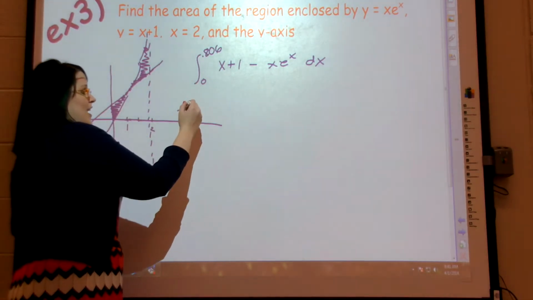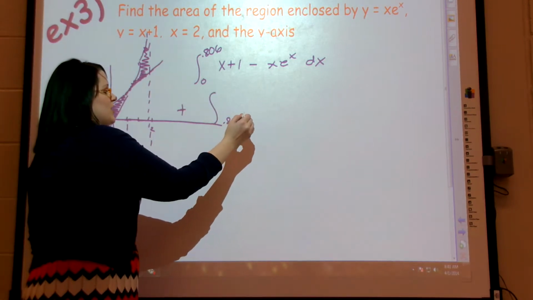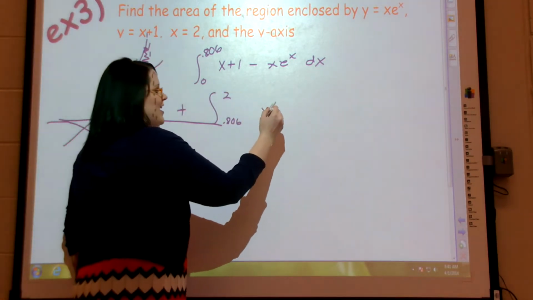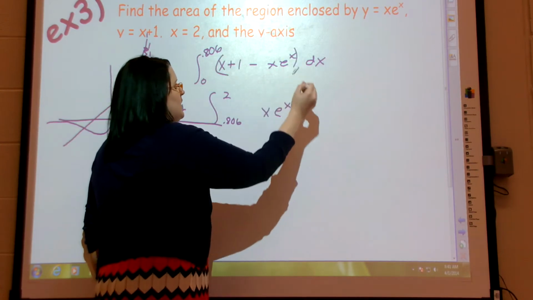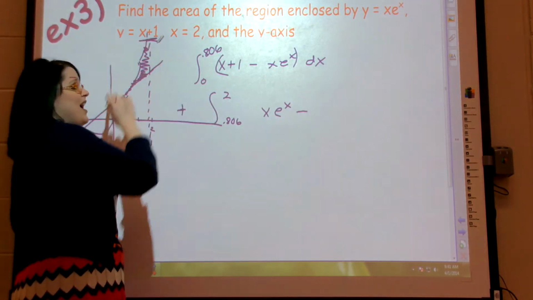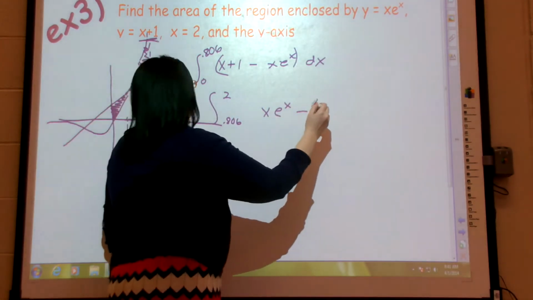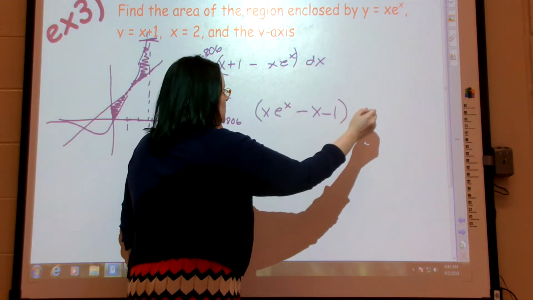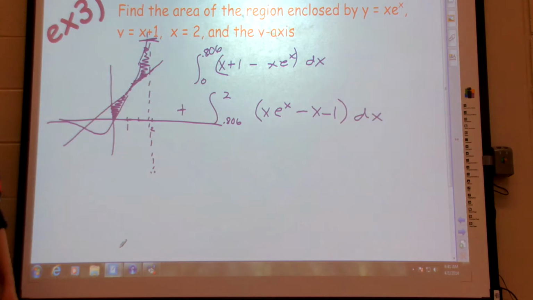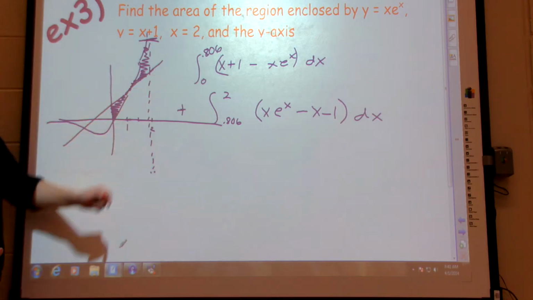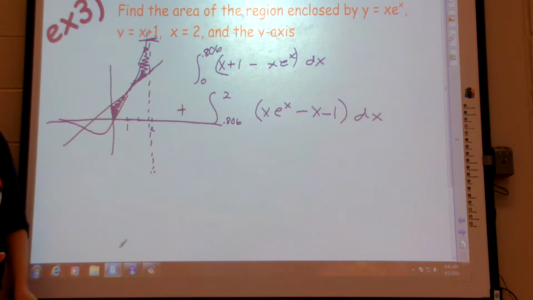Then I want to add the integral from 0.806 to 2. My top curve is now x e to the x. Minus, be very careful. When you subtract that, you better distribute. You with me there? Let's go ahead and get practice on our calculators. I want you to evaluate this on your calculator. Evaluate the whole thing.